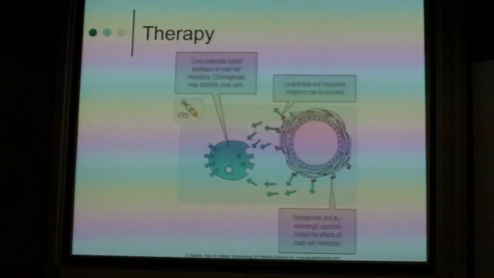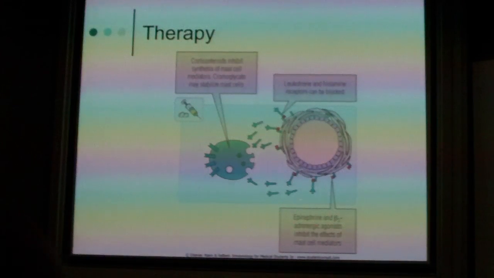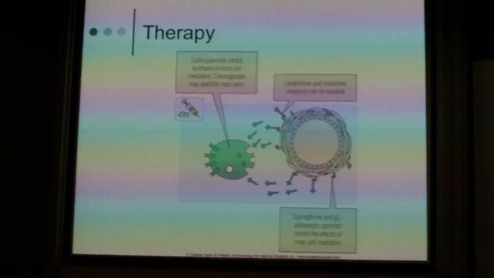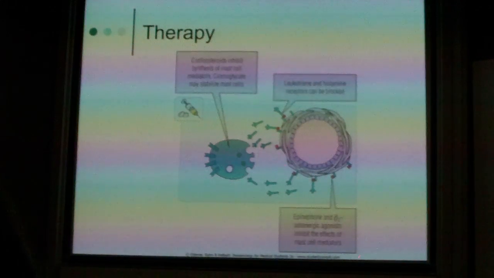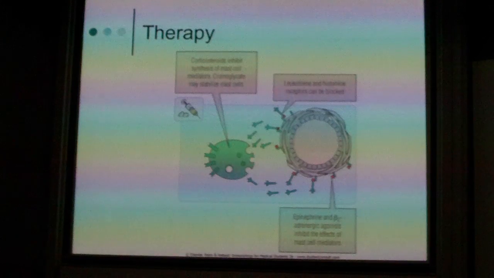Leukotrienes and histamine receptors can be blocked. And of course with epinephrine and adrenaline, as you can see over here, if you use those agonists, then you inhibit the effects of mast cell mediators. And that's what you have in your EpiPen. You do this and then you have directly the effect of the receptor agonist pathways.